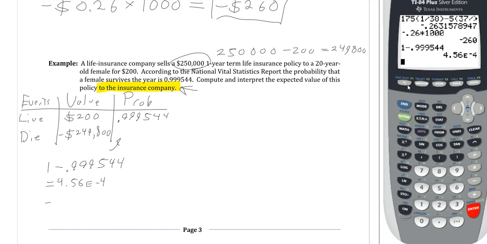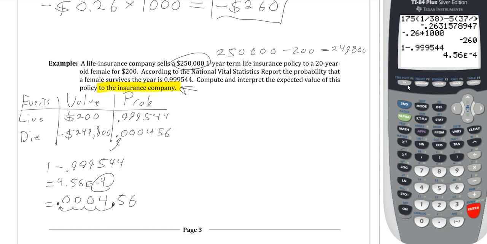Now you can use that as it is in your calculator, however it's kind of complicated to do so. What we can instead do is transfer it into a decimal by taking 4.56 and moving the decimal place back 4 times. So 1, 2, 3, 4, and we fill in the blanks with zeros. So that gives us 0.000456.